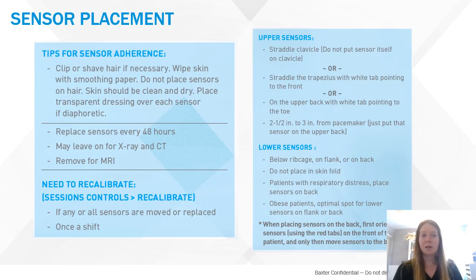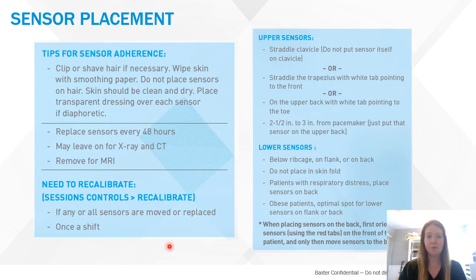There are some tips right here for sensor adherence. You can clip or shave the hair if necessary. You can also wipe the skin with smoothing paper that is also located inside the sensor package. Do not place the sensor on a lot of hair or a hairy patch. The skin should be clean and dry. And if you want to make sure there's extra stability, you can put a transparent dressing over your sensor in case that patient is diaphoretic.